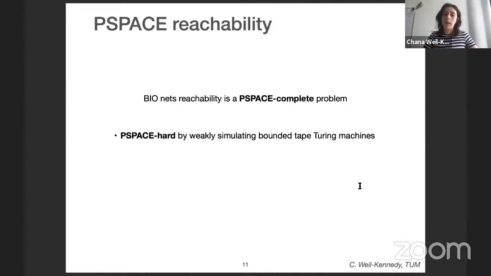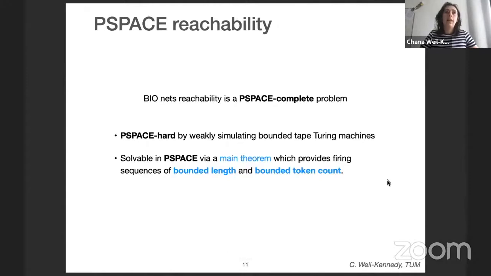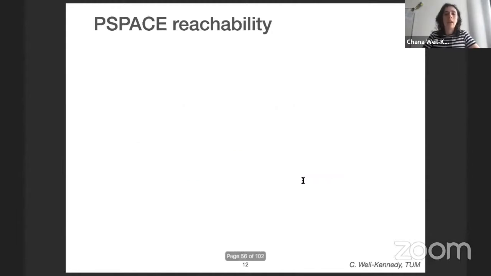acceptance problem in linearly bounded Turing machines. And I won't go into details. And the PSPACE upper bound is via the main theorem, which, when we're given a firing sequence between two markings that proves reachability, lets us modify this firing sequence to obtain a new firing sequence, which is smaller, it has fewer tokens, and it's shorter for a certain definition of length. So I'm going to try and walk you through this main theorem.